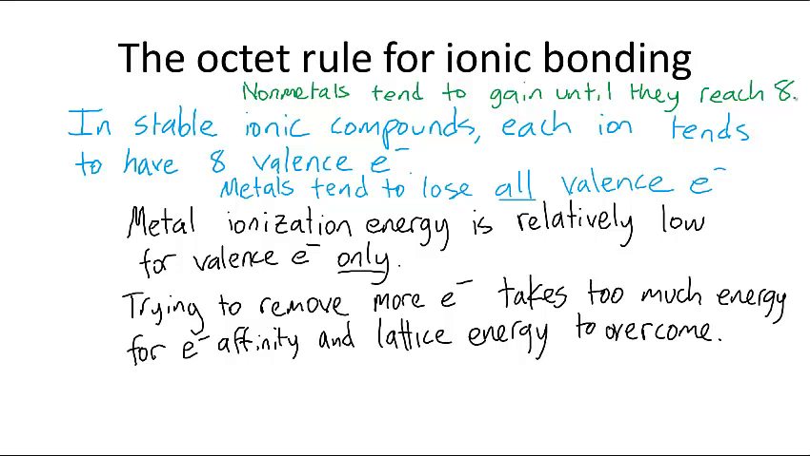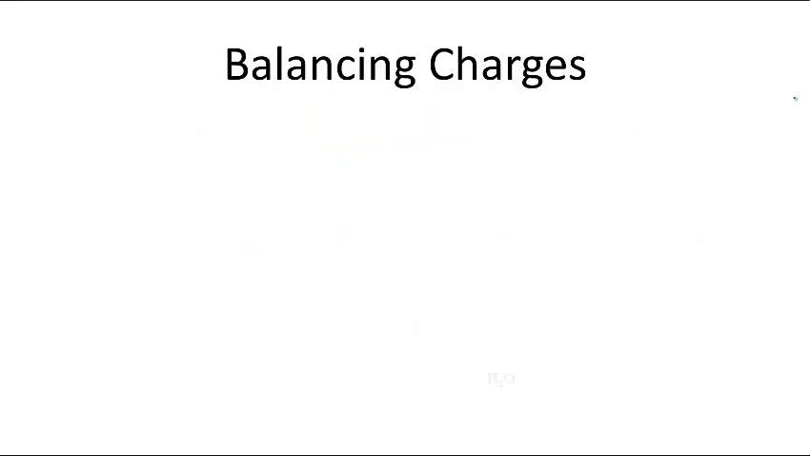So a couple of simple things you need to be able to do with that would be take 2 elements, a metal and a nonmetal, and decide what ratio they're going to combine in. I'm sure you have ample experience with that from your first year in chemistry, but just a quick review.